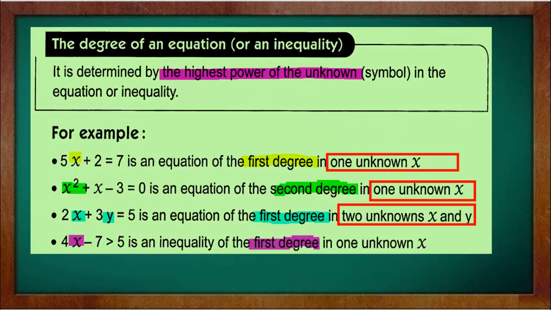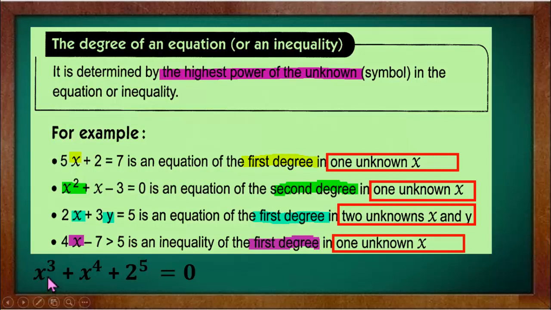And how many unknowns do I have here? I have only one unknown. I want you all to please take a deep breath. Read carefully how I can determine the degree of an equation, and then let's go and answer this question.